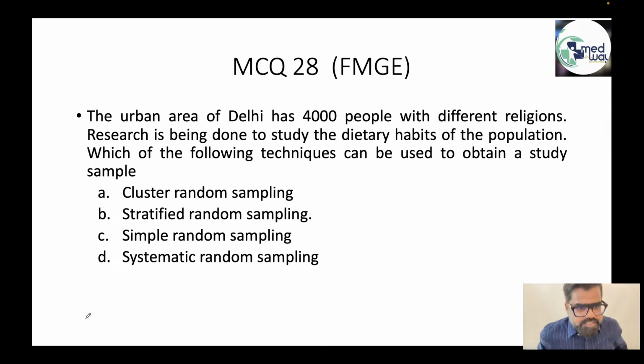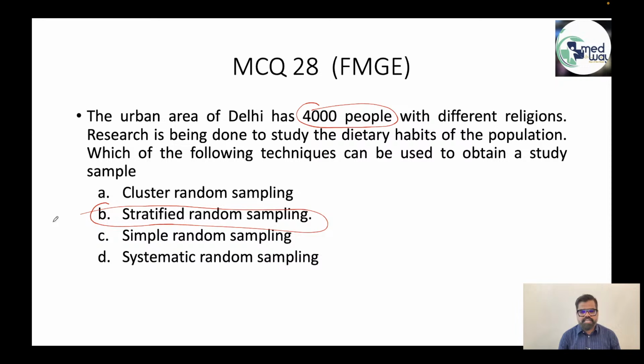Let's move to the 28th question. The urban area of Delhi has 4,000 people with different religions. So I have a 4,000 population with different religions, a heterogeneous population. Research is being done to study the dietary habits of the population. I have to do research on this population's dietary habits. Which sampling technique should I apply? When a population is heterogeneous, the best way of doing it is stratification. I'll show you with an example. So let's do stratified random sampling. Just make the heterogeneous population into homogeneous populations, and then you try to do random sampling in that.